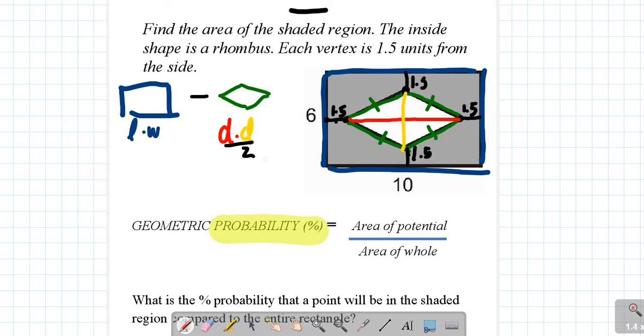Recognize those? Okay. So the first one's easy. Our length is 10. Our width is 6. So that's obviously 60 units squared. Okay. Now here comes the fun part.